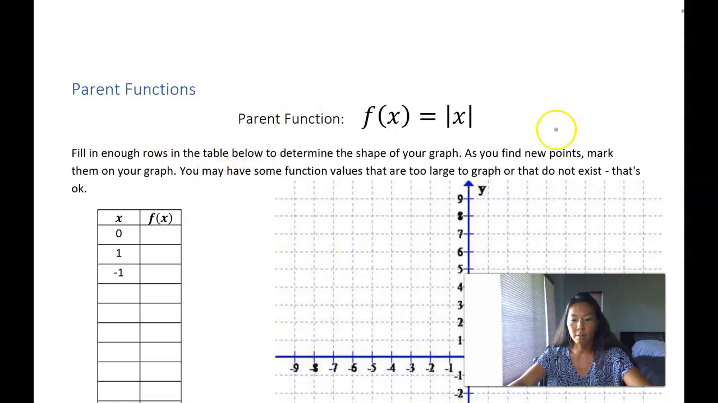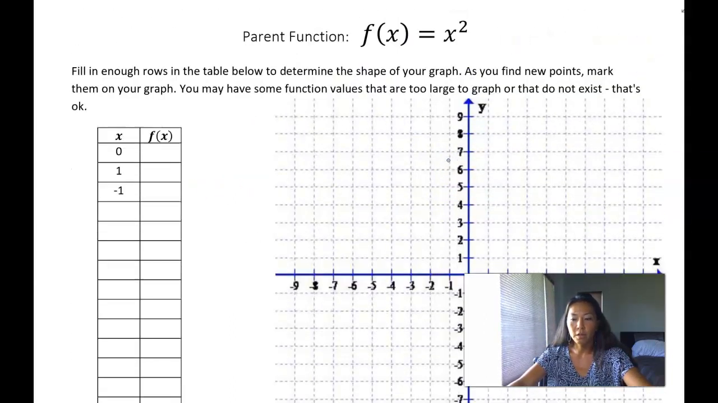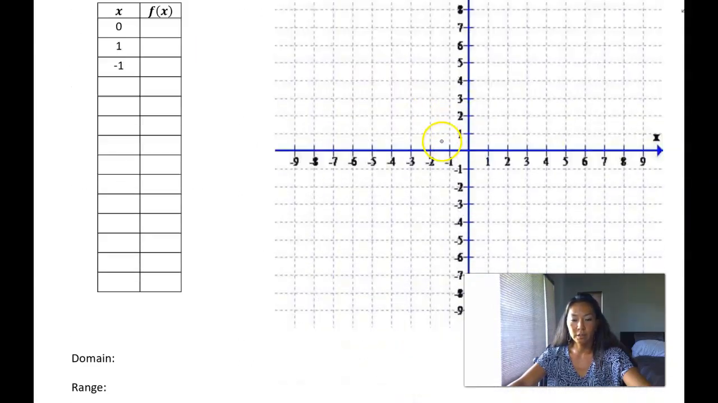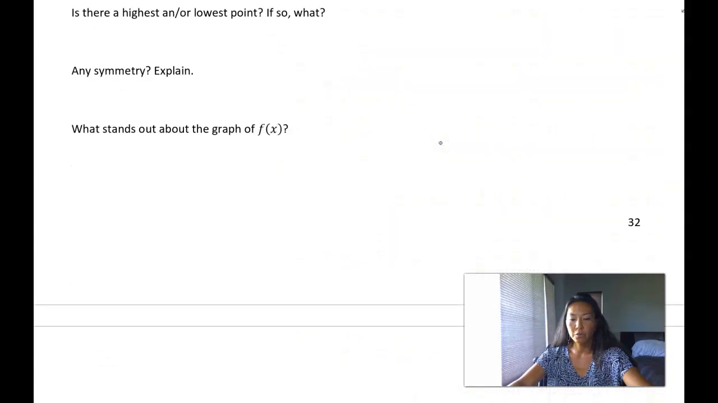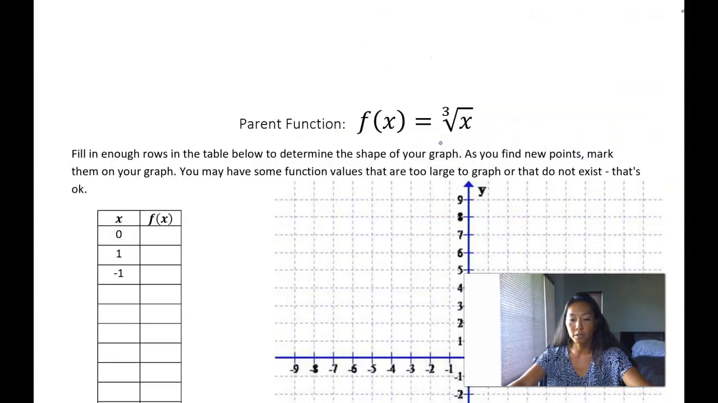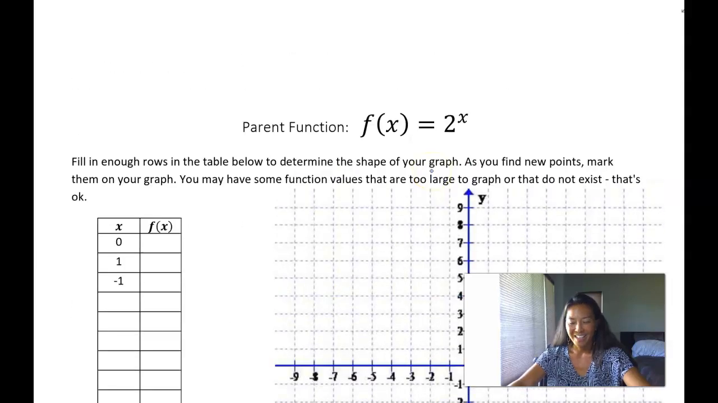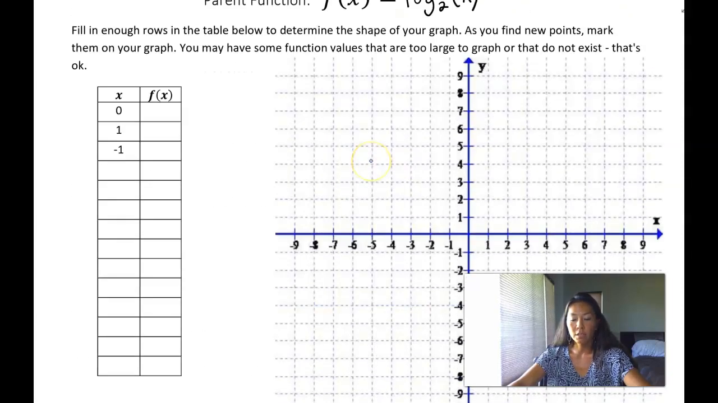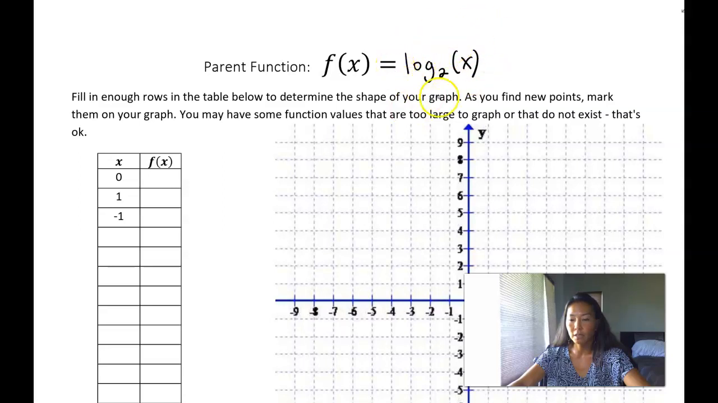Parent functions, we got absolute value, we got x squared, we got the square root of x, the cube root of x. So this one, you might want to think about what nice values can be cube rooted. 2 to the x. Now remember, x here is an exponent, so this is going to be an exponential graph. And this one didn't get printed out, so write it in. It's log base 2 of x. So that's on page 35, log base 2 of x.